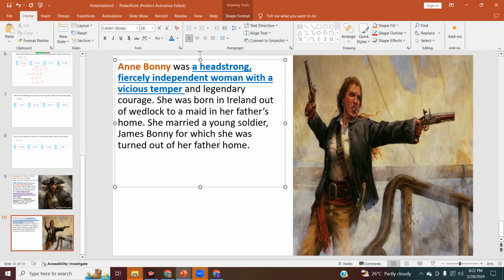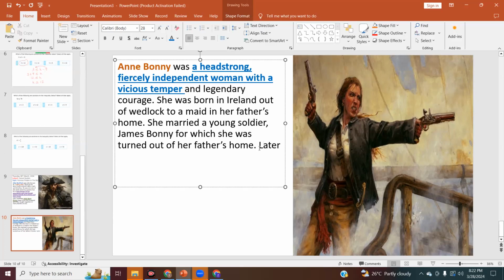I don't know why our father did that. Yeah, I don't know why. She was born out of wedlock to a maid in her father's home. She was turned out after she married that man. I guess the father didn't approve of him for some reason.